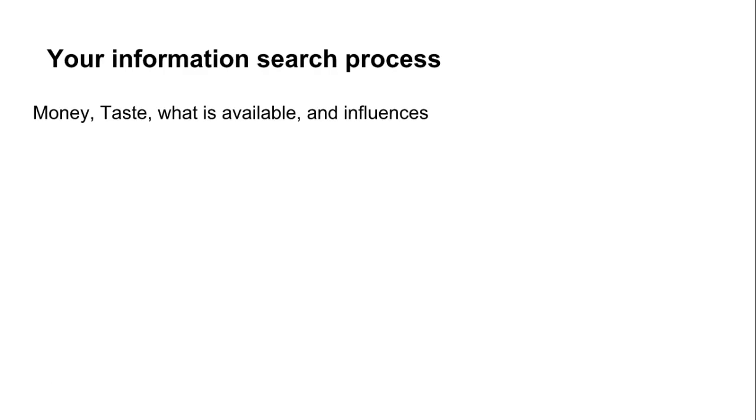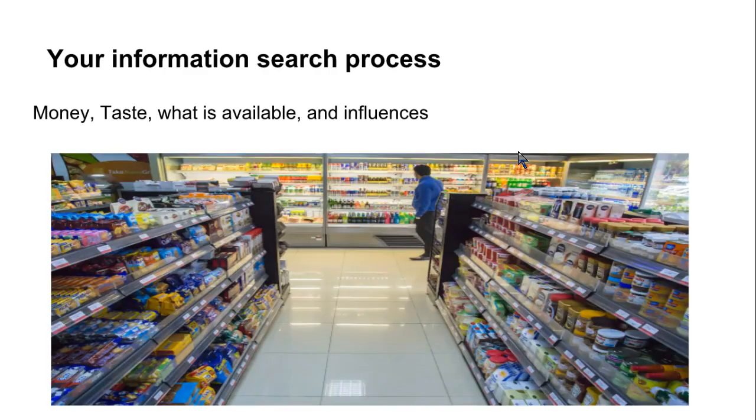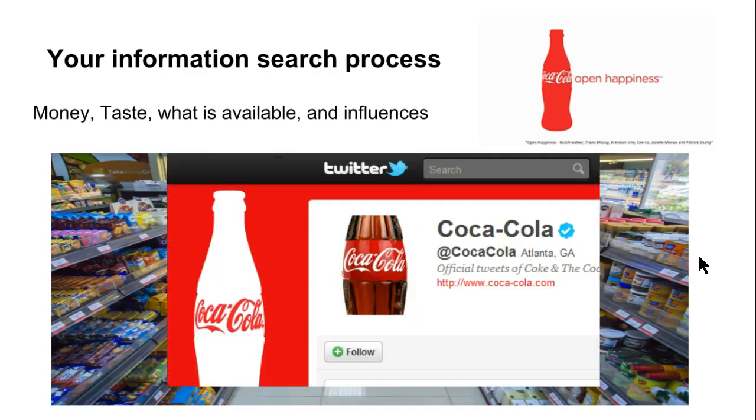The things that are important to me is that I don't have very much money today. I forgot my wallet at home. I really want something that tastes good and satisfying. I've got to look and see what's available in the Circle K. And then I also want to think about my influences. As I walk in, I'm thinking, what is it that I want to buy here? Well, I remembered this advertisement for Coca-Cola that I saw on TV last night. And then this morning in my Twitter account, I saw this advertisement also. So these are the things that are in my mind, my influences.